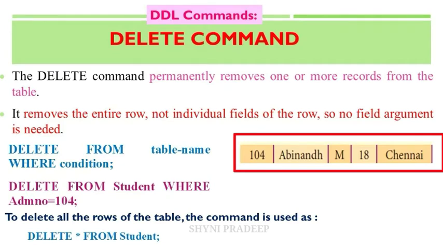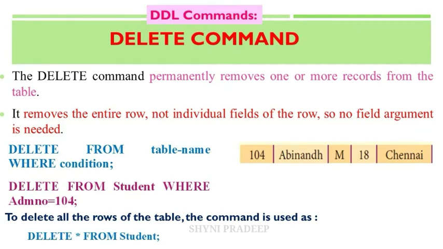If you want to delete all the rows of the table, you have to give it like this: delete star from student. Student is the table name. All the rows will be deleted.